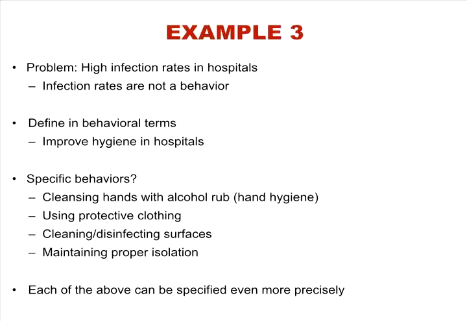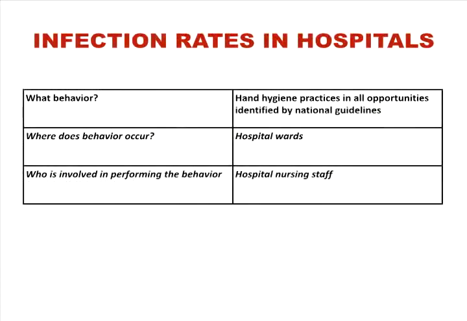But hand washing involves a number of behaviors, right? It involves cleansing your hands, right? And there can be other ones, using protective clothing, cleaning and disinfecting surfaces, maintaining isolation. All of these are sort of behaviors that you could potentially address, and each of them could be defined more specifically. So for example, if you take hand hygiene, right, what do you actually want people to do?